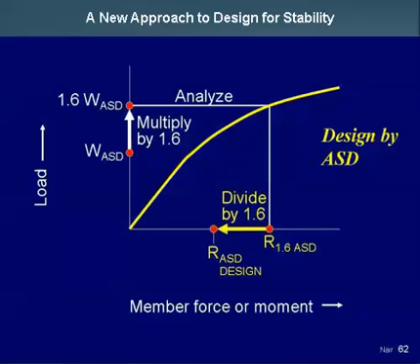Because this will give you roughly the same reliability in your members that you would have got by using LRFD. And as you can see, this R sub ASD design is bigger than what you would have got if you just analyzed for ASD. So this is what the specification tells you to do if you are using the new specification using allowable strength design.